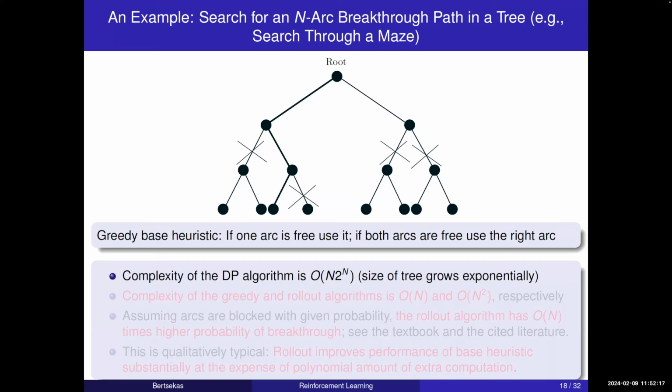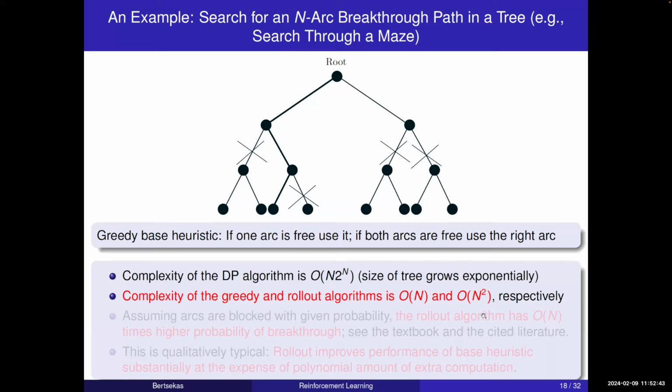It's exponential. On the other hand, the complexity of the greedy algorithm is just linear, because if I'm at a particular node, I have to make exactly two computations. I look to see what's left and what's right, and then I can immediately move to the next node. So the complexity of the greedy algorithm is going to be 2 times n, because the length of the path is n.